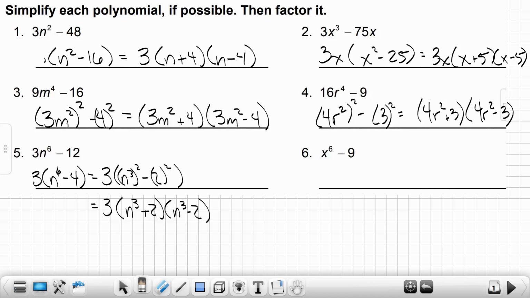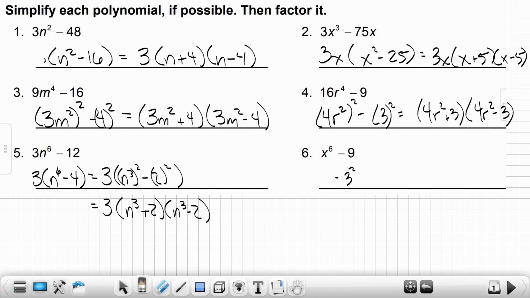Tim. x to the 6th minus 9. Difference of squares or difference of cubes? Difference of cubes. Oh, 9 is a square. All right, so this is basically the same question I asked Sydney. x to the 6th is what squared? It's something squared. Like 9 is what squared? Oh, 3. 9 is 3 squared.